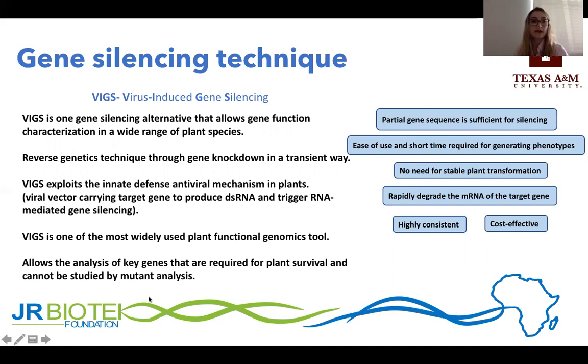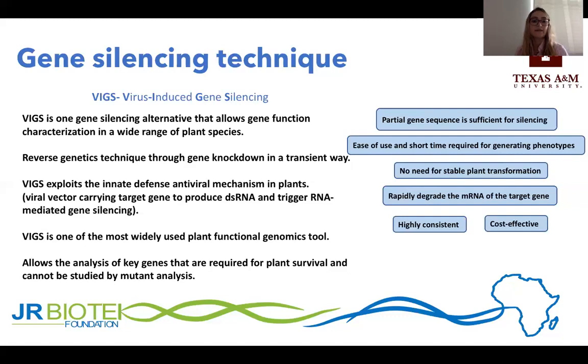VIGS is considered a reverse genetic technique because you already know the gene that you are going to be studying, and you are going to silence the gene through a transient knockdown, which means that it's not going to be transferred to the next generations, so you don't need a stable plant transformation to analyze the gene function. And in a short time, you can already have the phenotype that you are looking for.